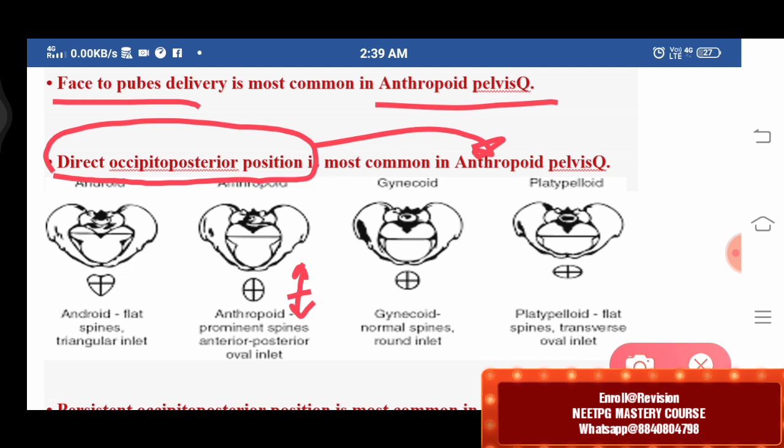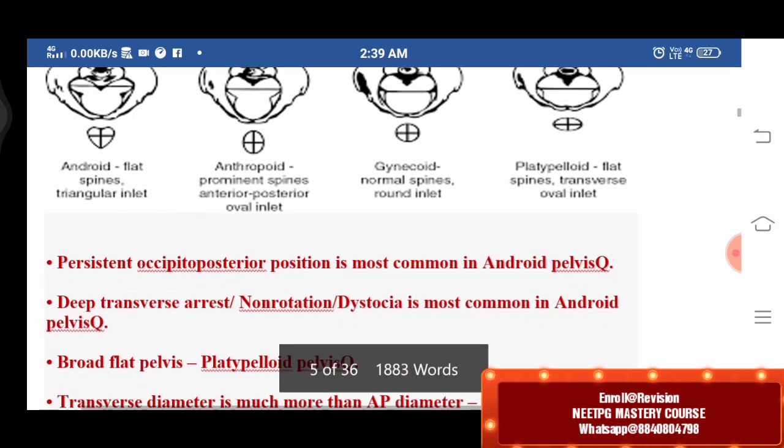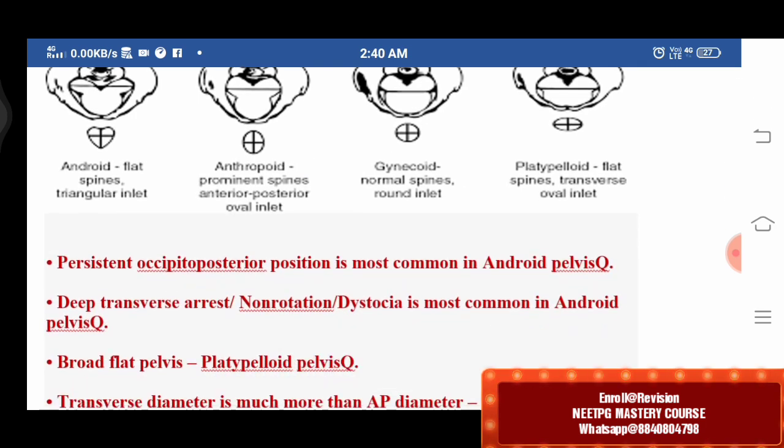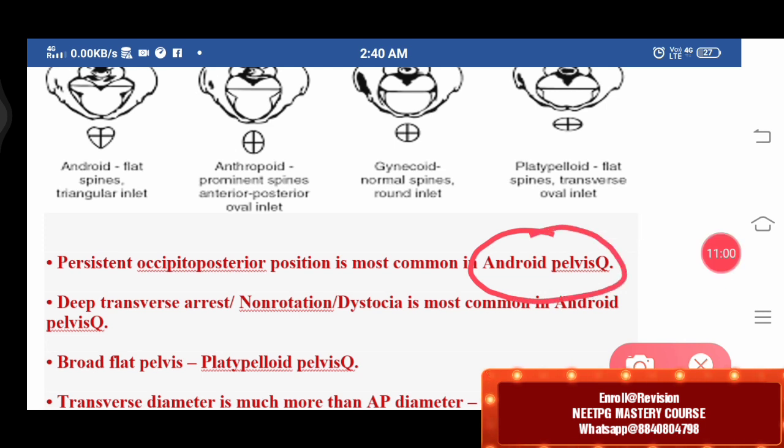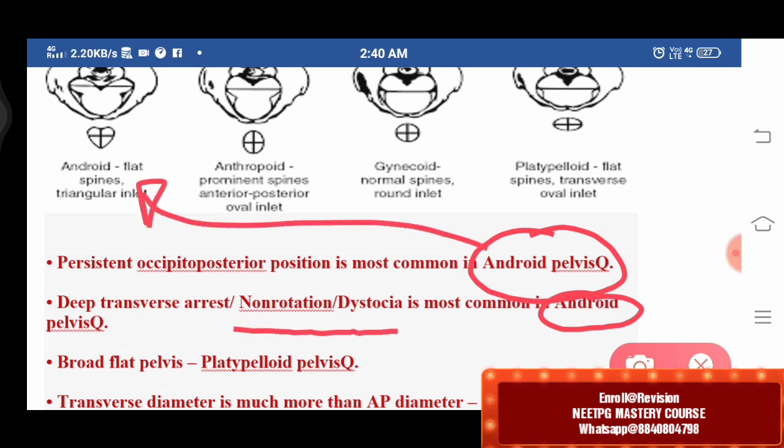Okay, now some more questions related to pelvis. Some more important questions: persistent occipito-posterior position is most common in android pelvis. Another question with android pelvis is deep transverse arrest or non-rotation or dystocia is seen with android pelvis.